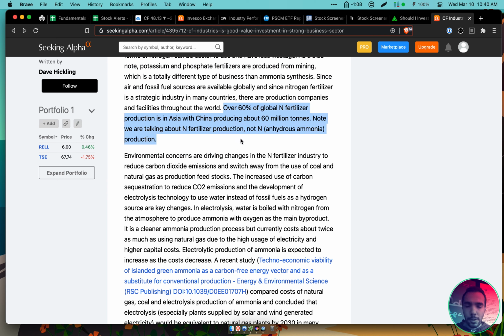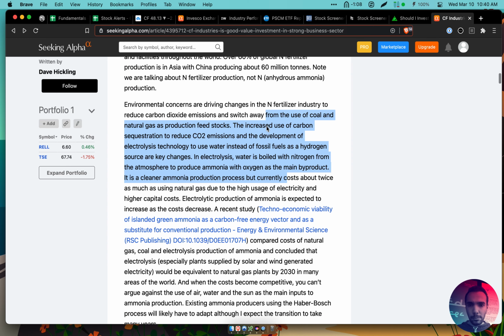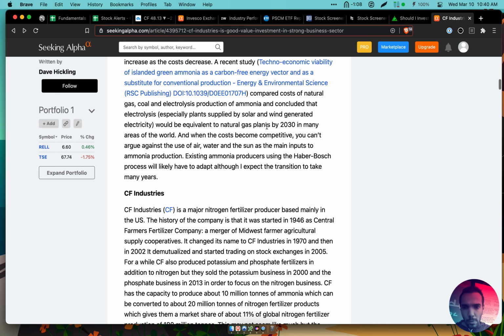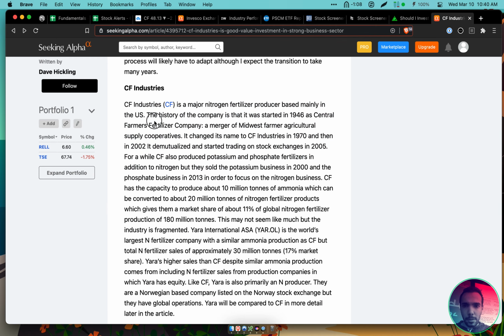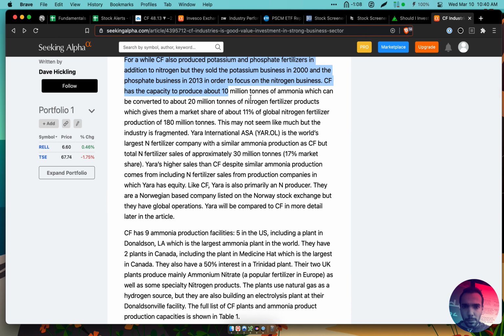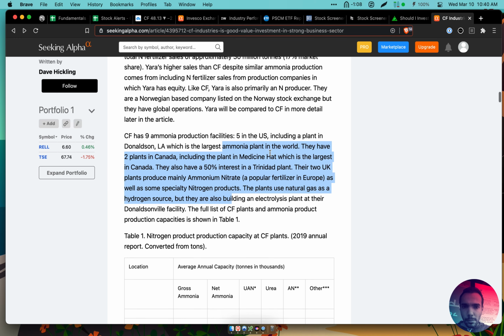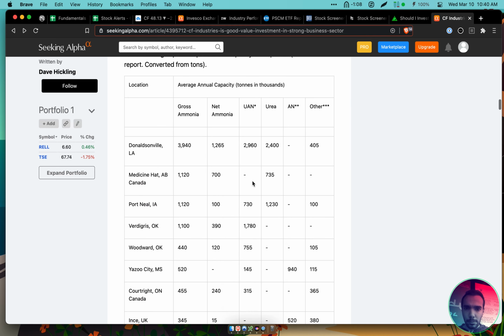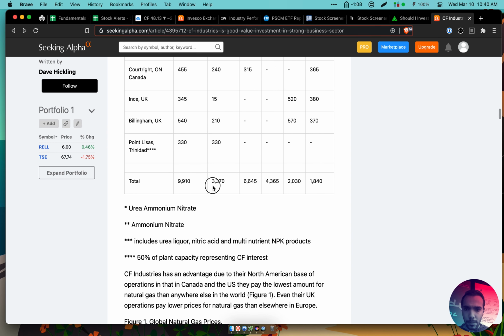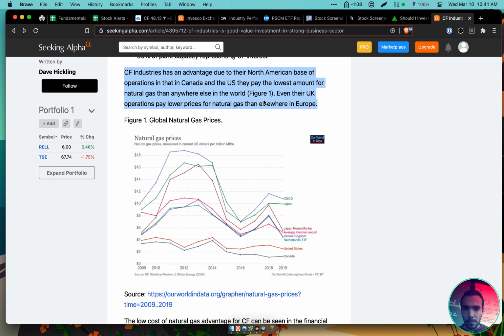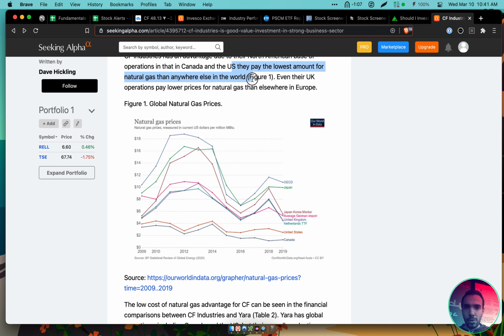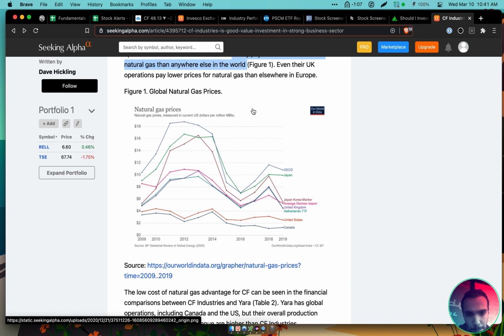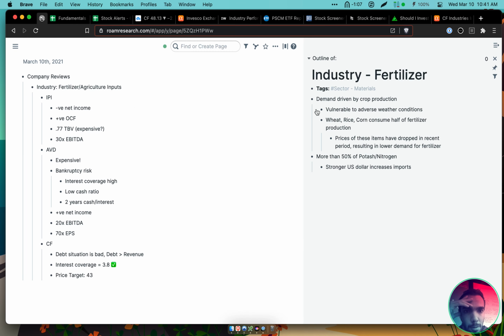60% of global fertilizer production is in Asia, with China producing about 60 million tons. Okay. Major nitrogen fertilizer producer, based mainly in the U.S. Largest ammonia plant in the world. Two plants in Canada. Net ammonia 336. Okay. The U.S., they pay the lowest amount for natural gas than anywhere in the world. Okay, so as natural gas prices drop, the cost of producing fertilizer drops, which I assume results in improved margins for our friends at CF.